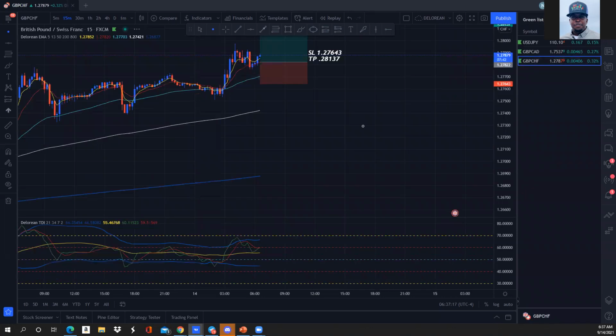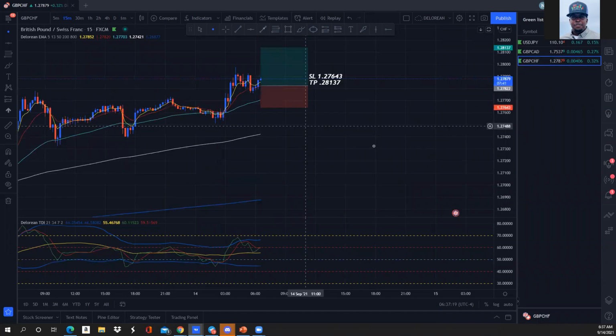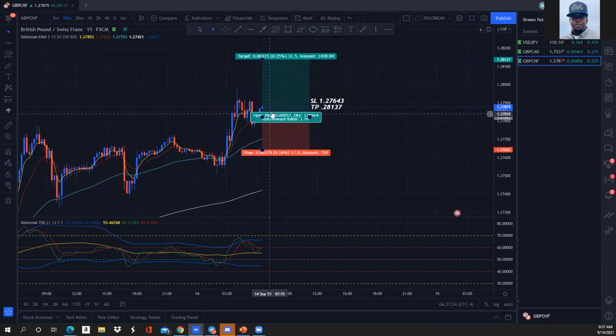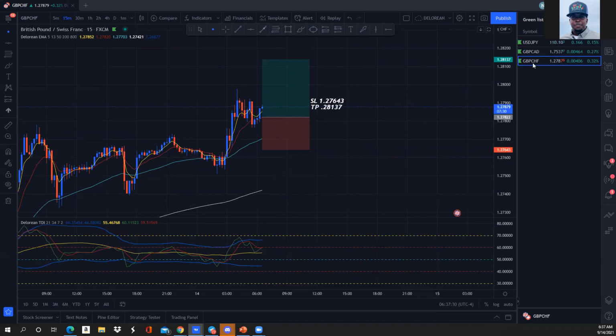And G Chef is looking good, looking delicious. We got 7 minutes until this candle closes. So we're gonna wait about 7 minutes, see what this does. So we got both of these candles. We're gonna wait about 7 minutes, see what's up. Hold on just a second, guys. Just a second.